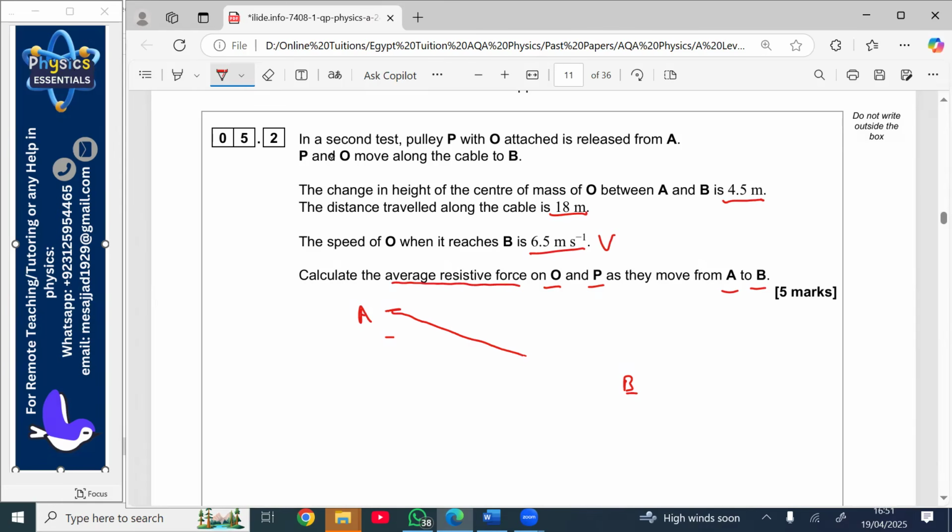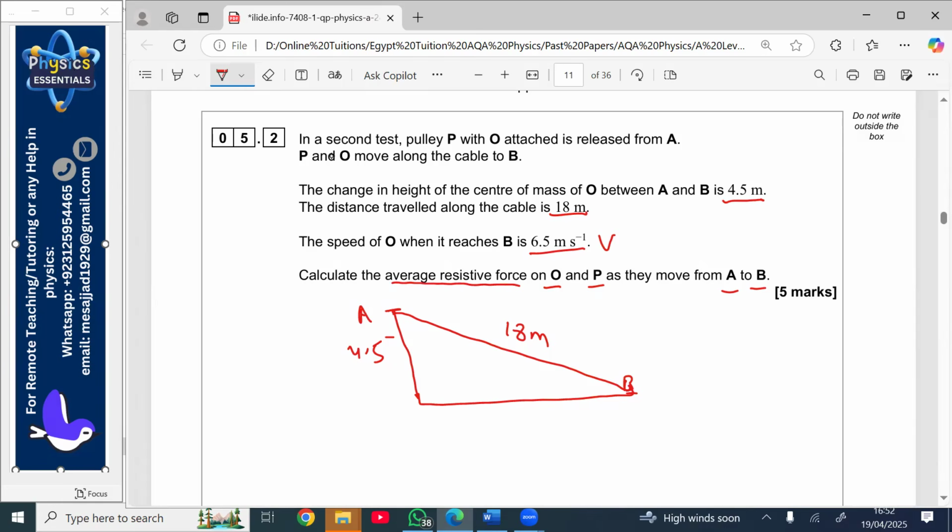And OP moved from here to here and covered a distance of 18 meters. While doing so, it traveled 4.5 down there, because the center of mass of O, meaning the weight, actually moved from here to here. So that is actually your 4.5 height. Okay, so that is your diagram.